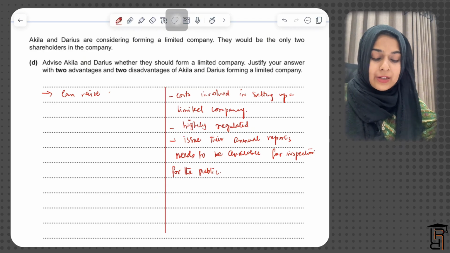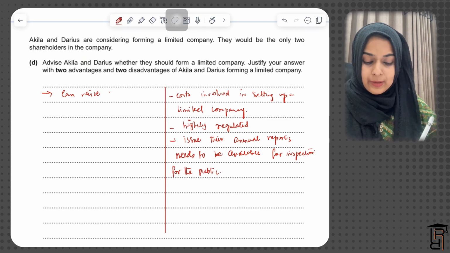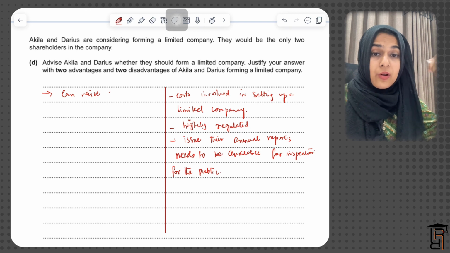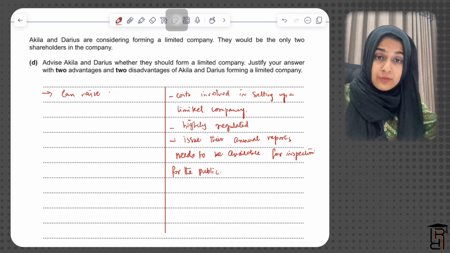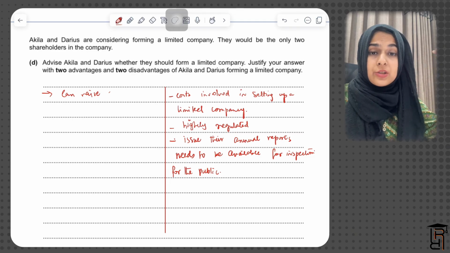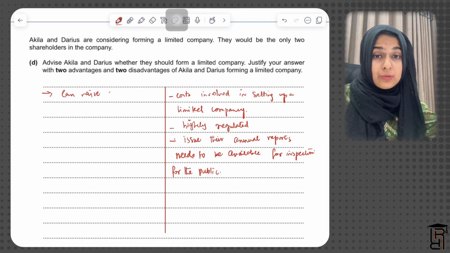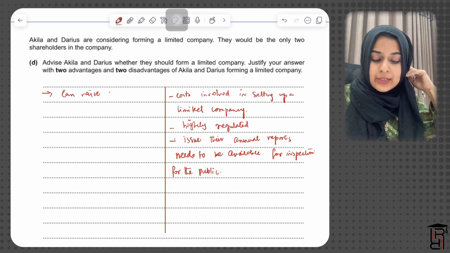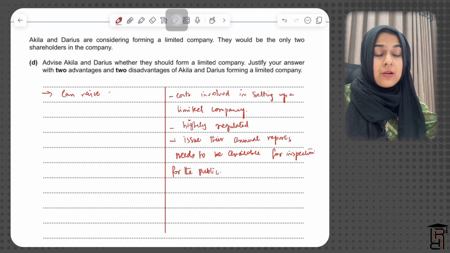Also, the advantage would be that they have limited liability. In partnerships, they don't have limited liability. If the partnership goes bankrupt, they need to sell off their personal possessions in order to pay off the partnership liabilities. But in the case of limited companies, they don't need to sell their personal possessions. They would lose only the amount that they have invested. So their personal possessions will not be at risk. So limited liability is the advantage of forming a limited company from a partnership.